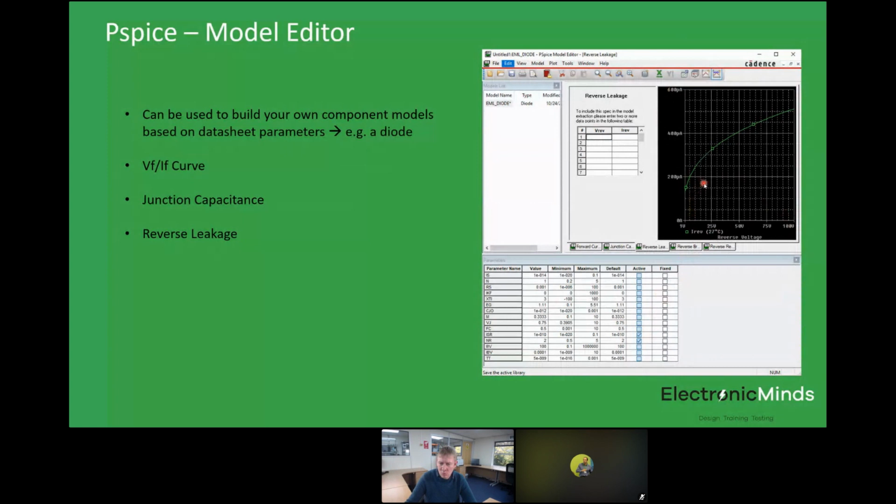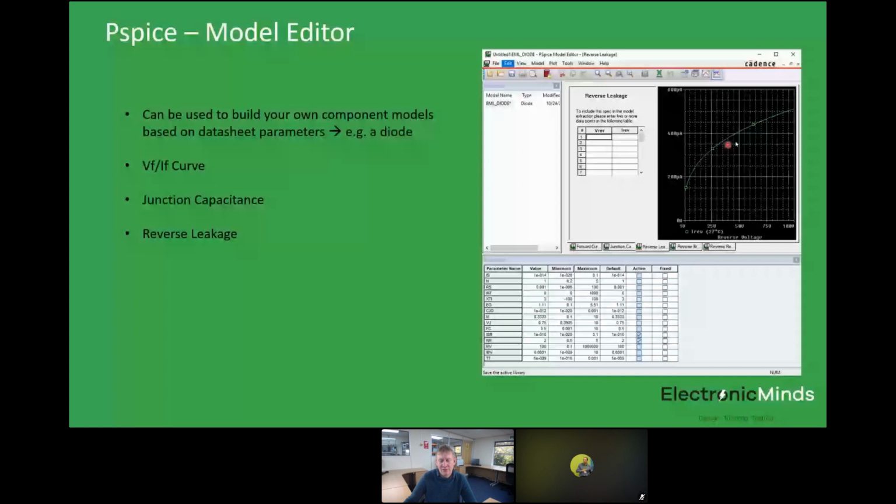You can see here, each time I click on one of these different windows, little tick boxes light up. So there are actually parameters, which I'll show you in a minute, which are then used in the macro model. For example, on this reverse leakage macro model, these two parameters, the ISR and the NR parameters, become active. If you were to change your values in your curves here, the model editor will look at that and extract values to map into these particular parameters, which are then used in the macro model.